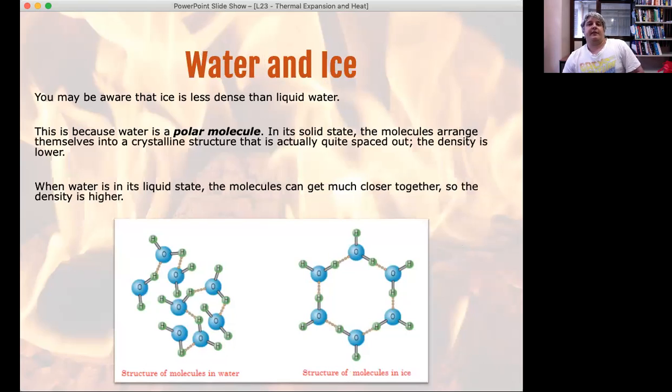The next bit, as I said, is about water and ice. We've talked about thermal expansion, but water is an interesting one because it actually does the opposite as it gets close to 0 degrees Celsius. Liquid water will expand normally above 4 degrees Celsius. From 4 degrees Celsius up, it will expand normally.